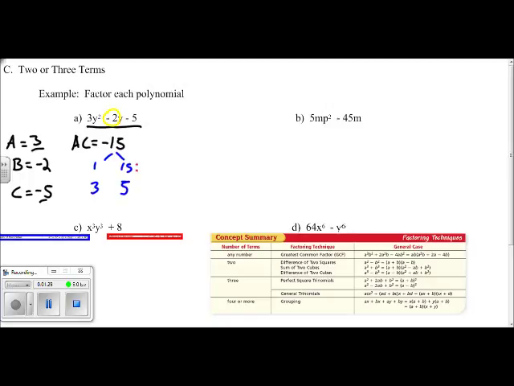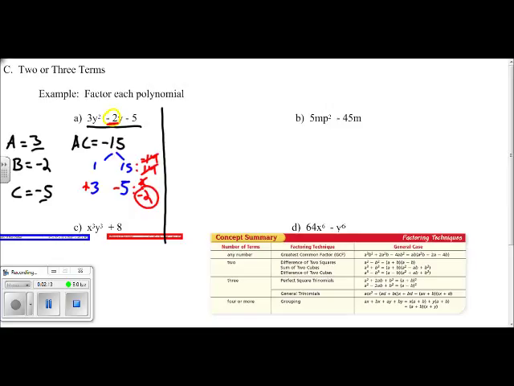So if we look at 1 and 15, and we said that 1 was positive and 15 was negative, we'd be left with a negative 14. But if 1 was negative and 15 was positive, then we'd have positive 14. Neither of these are negative 2, so those are not the ones we're looking for. We have 3 and 5. Let's say that 3 was negative and 5 was positive, in which case we'd have 2. But if 3 was positive and 5 was negative, we would have negative 2. And the negative 2 is what we were looking for, B. So we know that that was when 3 was positive and 5 was negative. So those are the factors we're going to be using.